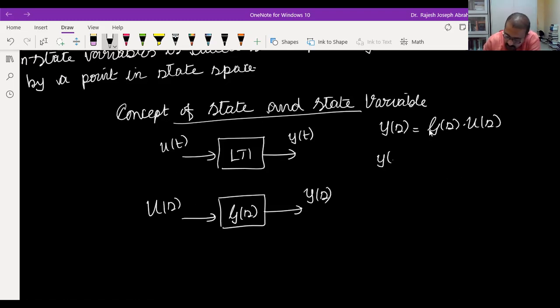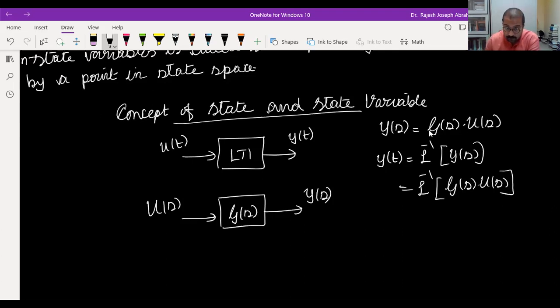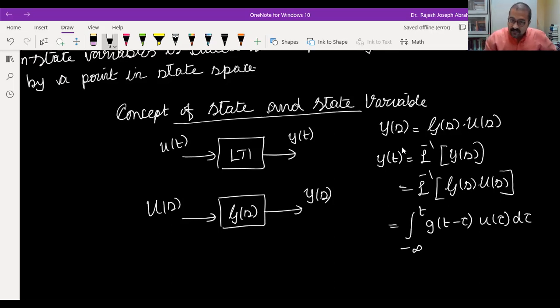How will you find the time response? It is L inverse of y of s, that means L inverse of g of s into u of s. How will you find this? Using the convolution integral: integral from minus infinity to t of g of t minus tau, u of tau, d tau.